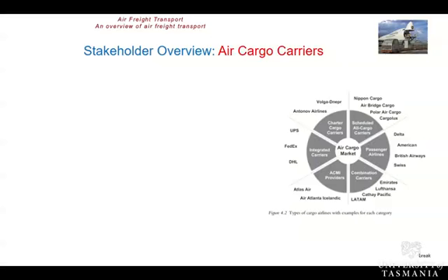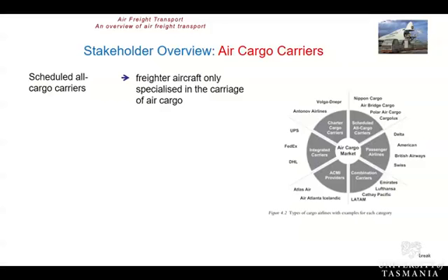Another area I wanted to touch on was to give you a sense of who the air cargo carriers are around the globe. So in an effort to segment air cargo carriers, we can come up with about 6 main groups of carriers that carry air cargo. The first group is what we can call scheduled all-cargo carriers. Now, bearing in mind, all-cargo is also another name for freighter, so scheduled freighter carriers. Now, a scheduled freighter carrier is a freighter aircraft only specialised in the carriage of air cargo. So, in other words, no passengers, just air cargo. And that's that particular group there. And some of the companies involved there are Nippon Cargo, Airbridge Cargo, Polar Air Cargo and Cargo Lux.